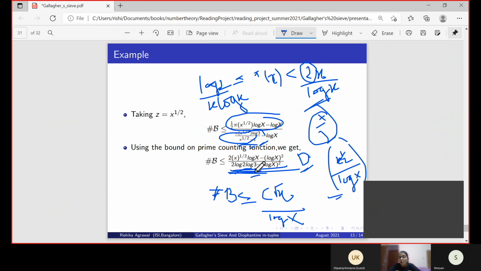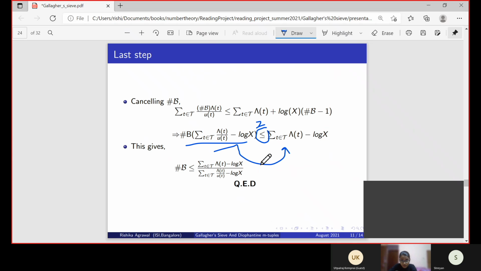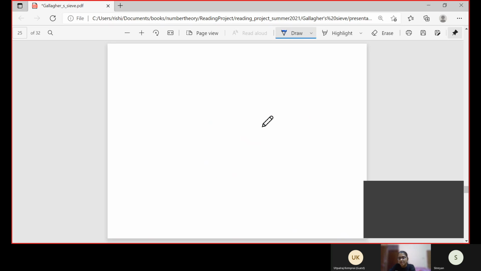Maybe this bound would hold true only for the cases where log x whole square is less than 2 log 3. For all other cases, this bound would not work. And as we saw in the proof, looking at the proof again, this step where we are switching from right to left, we are bringing this denominator to the right. And if this denominator is negative, the inequality will change.